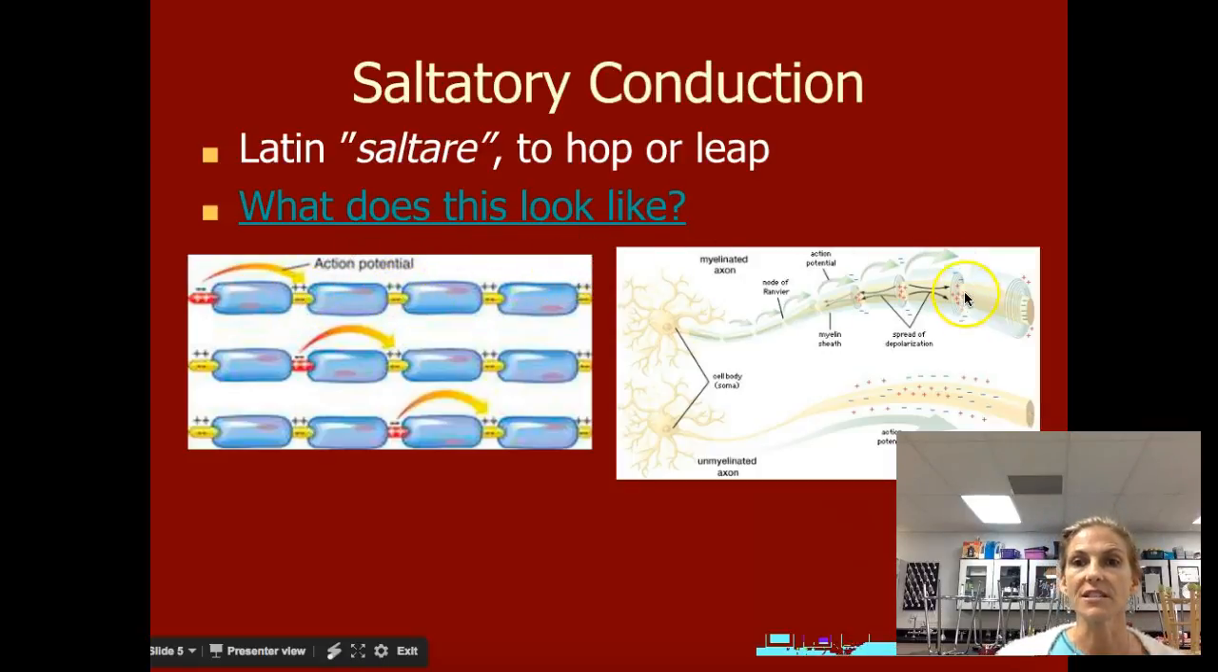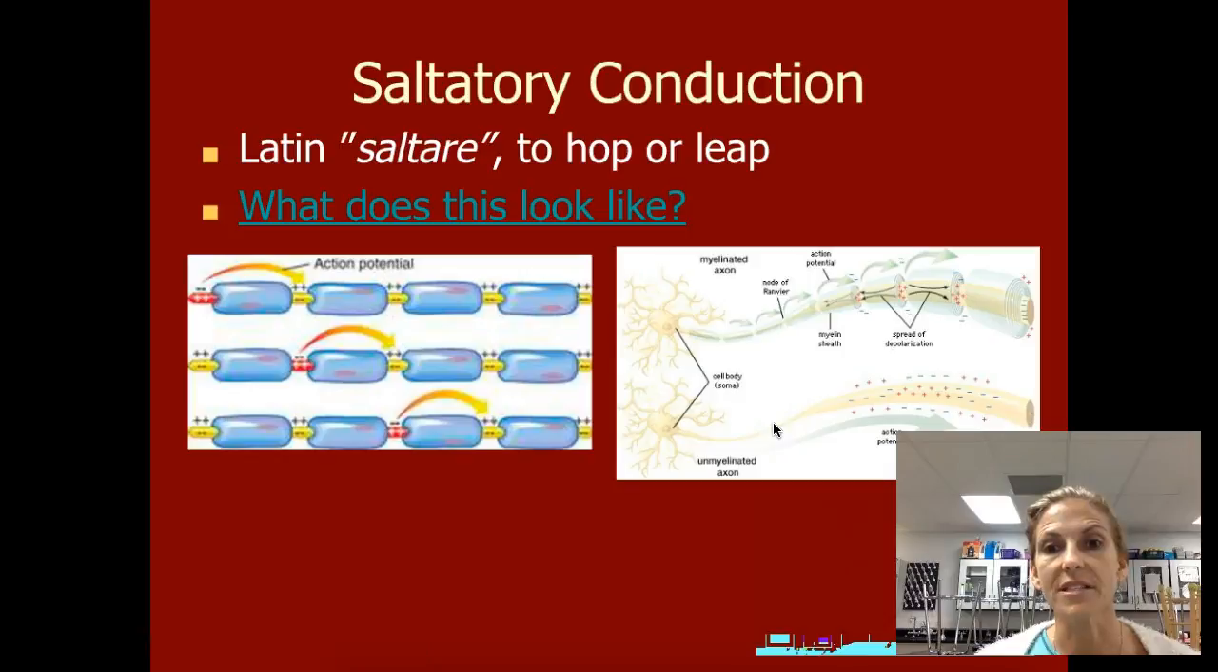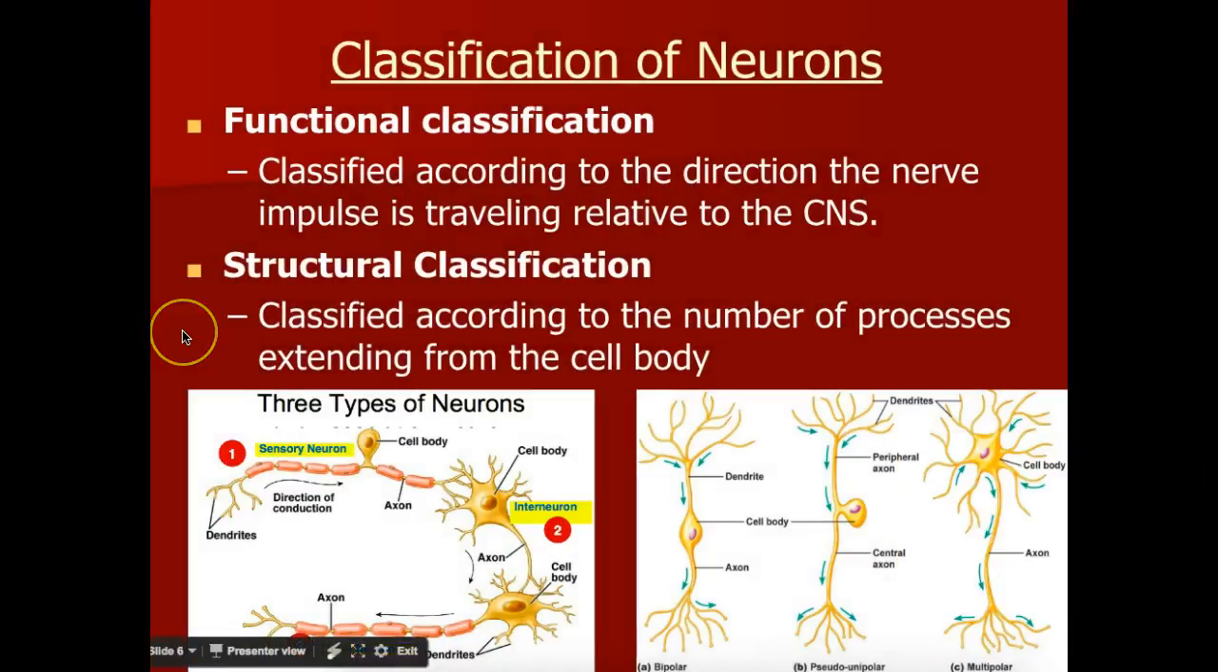So over here, this cell has saltatory conduction on top, and the one on the bottom has constant conduction. So every single nanometer along that axon has to depolarize. So that's going to make that a much slower transmission. Okay, so we know the basic pieces and parts of a neuron. Now we want to be able to classify neurons.